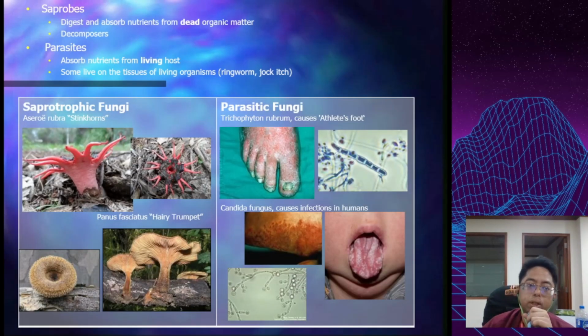First mode is saprobe. Saprobes digest and absorb nutrients from dead organic matter. And this means that they are decomposers. Anything that dies, they will consume. Next will be parasites. Parasites will absorb nutrients from living hosts. So some live on tissues of living organisms. For example, our skin parasites such as ringworm and jock itch.